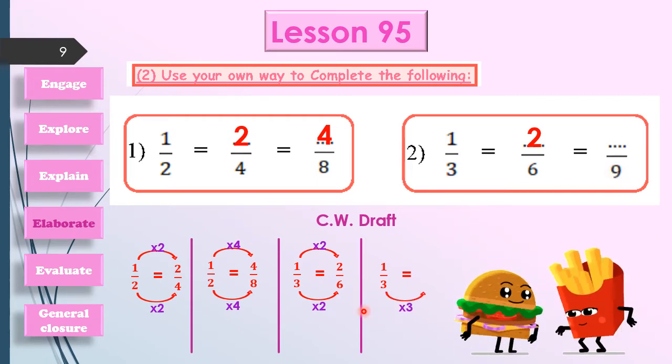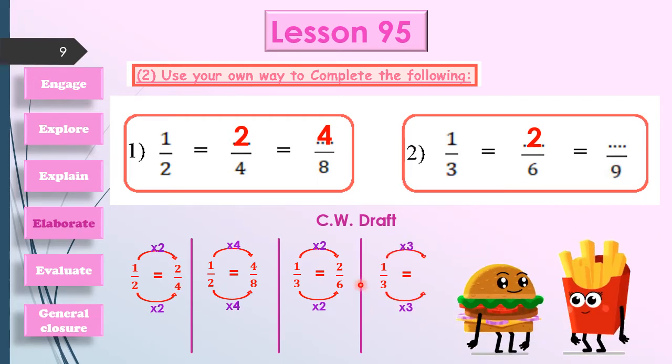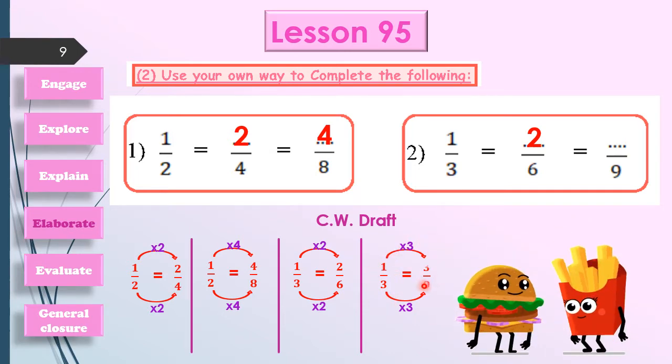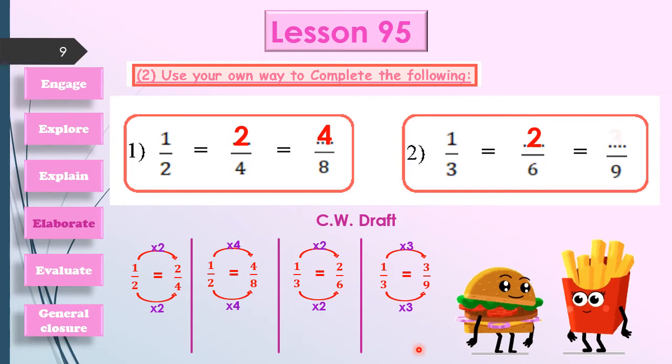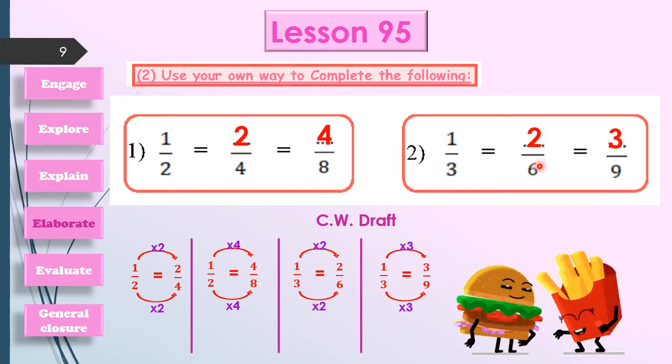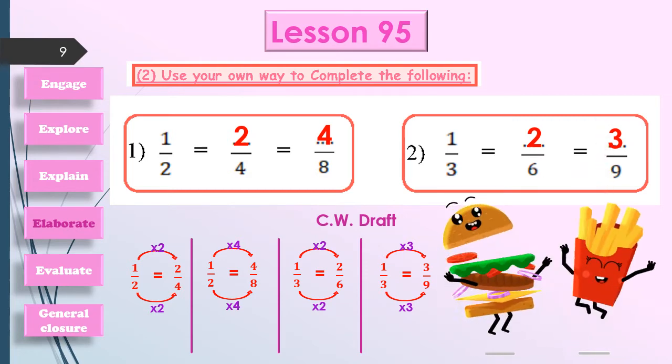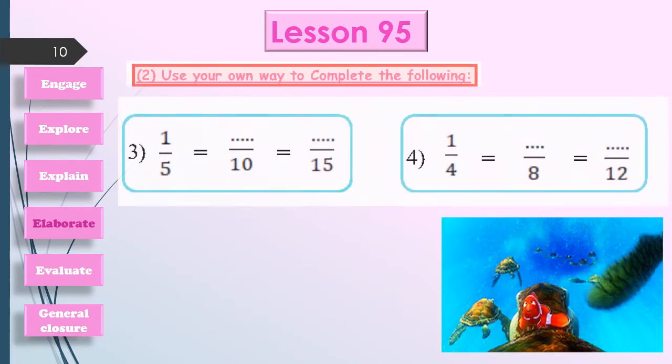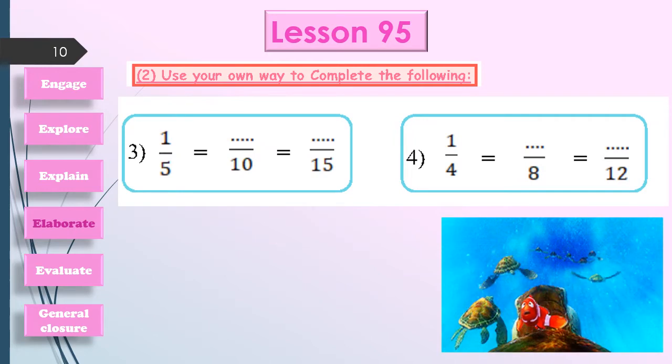It will be 3 by 3. And as I do down, I will do up. It will be 3 by 3. Then 3 by 1 equals 3 ninths. And write down here 3 ninths. Then one third equals 2 sixths and equals 3 ninths. Good job. Now more exercises on equivalent fractions.